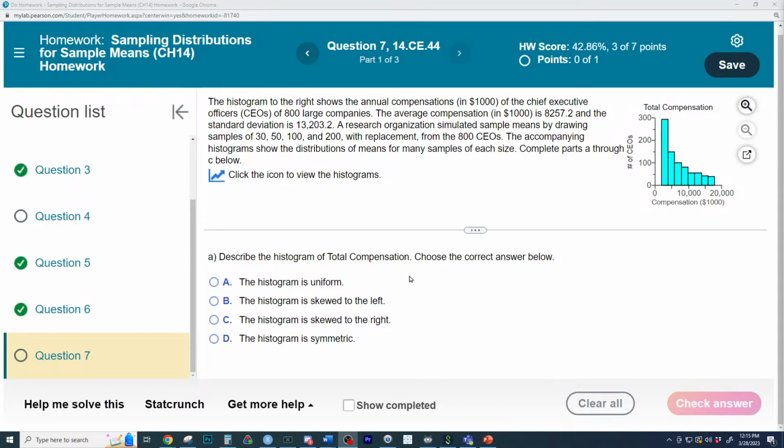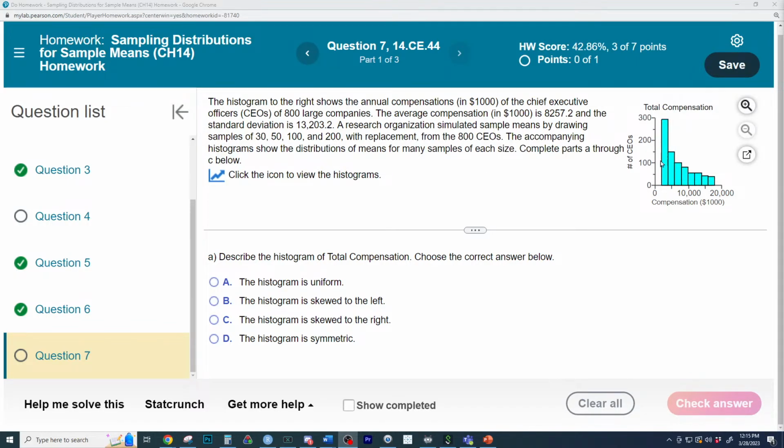The histogram to the right shows the annual compensations in $1,000 of chief executive officers, CEOs, of the 800 companies. The average compensation was this, and $1,000 is this. So that's like $8.2 million. And the standard deviation is this. A research organization simulated sample means by drawing samples of this size with replacement. The accompanying histogram shows the distribution of means.